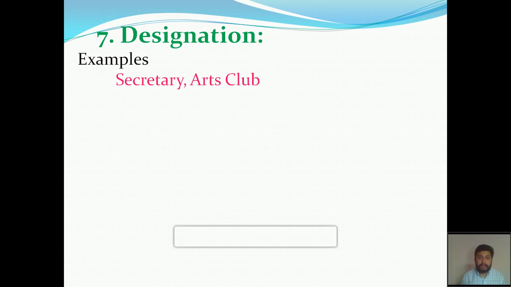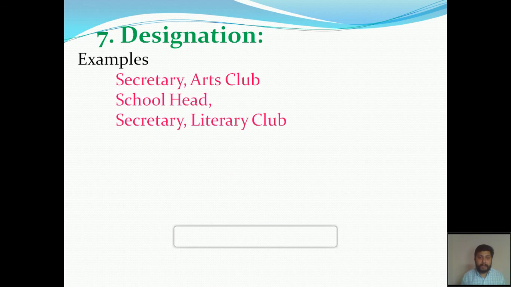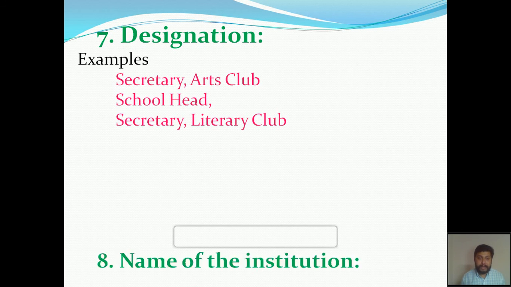Now the seventh element is designation. Examples like secretary, arts club; school head; secretary, literary club. You have to mention your designation because we are officially inviting a person to take part in a particular event. So there you have to mention your designation.